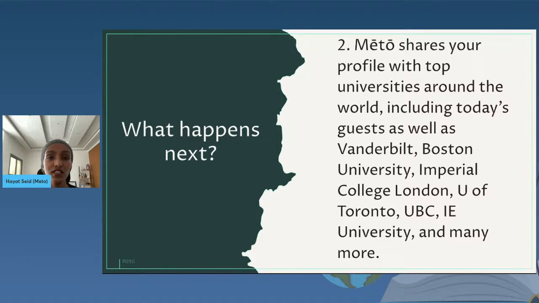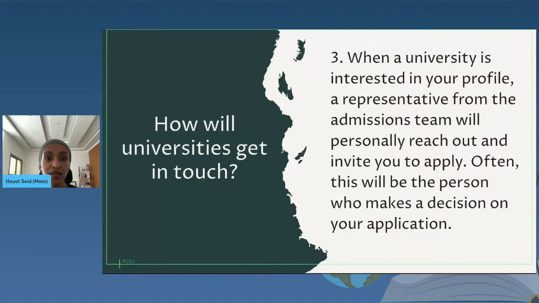So universities look through Meto profiles and identify students that they believe would be competitive applicants or essentially good fits for the university. They're looking at academics, finances, and other information that you are sharing on your profile. Once a university identifies a good fit, or a student that they would like to reach out to and invite to apply, we will make an introduction.